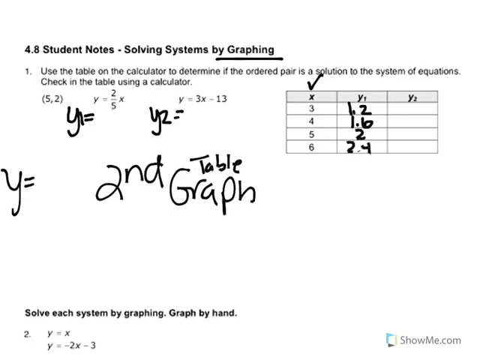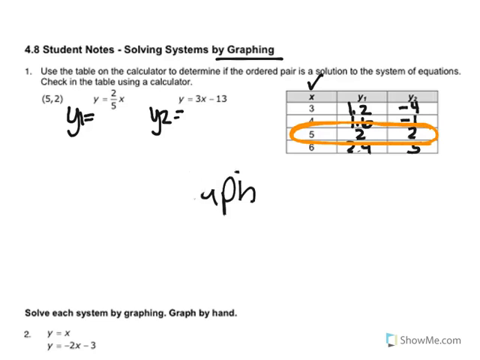Now let's look at the y's for the second equation, and we have -4, -1, 2, and 5. And so you'll notice on your table that where x is 5, y is 2. So that's a way you could just look at your table to find the answer. But I also want you to see how you can actually do it by graphing.